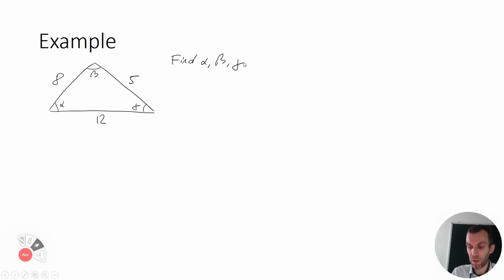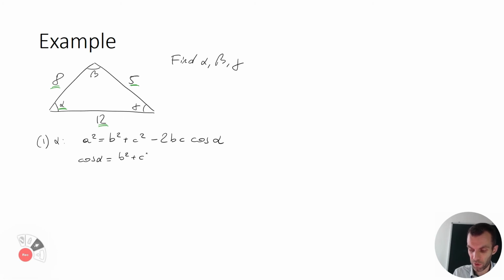So let's start maybe with alpha. Since I have 3 sides and I want to find one angle, the cosine formula is perfect for that. I have a squared is b squared plus c squared minus 2bc cosine alpha. And if I rewrite that a bit, that becomes cosine of alpha is equal to b squared plus c squared minus a squared divided by 2bc.